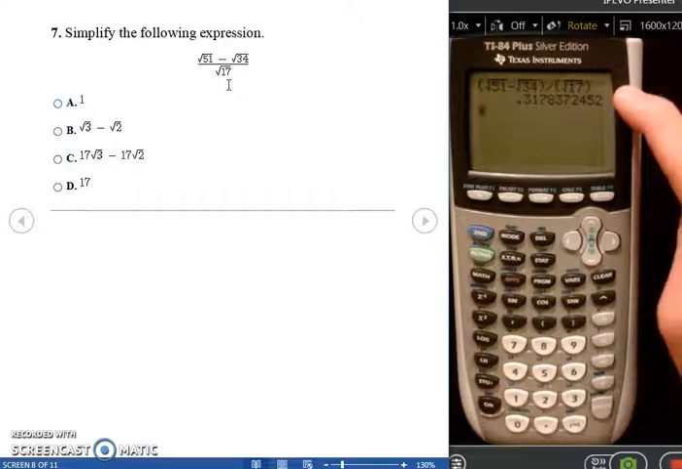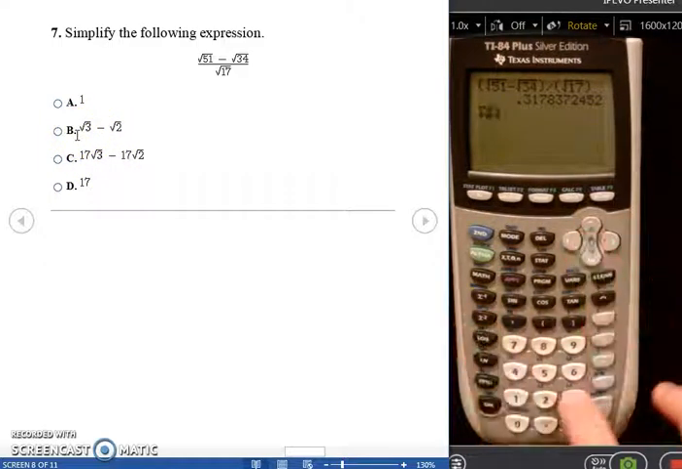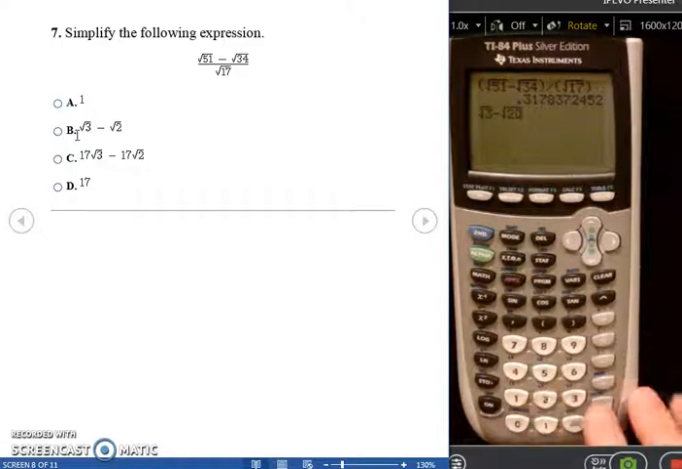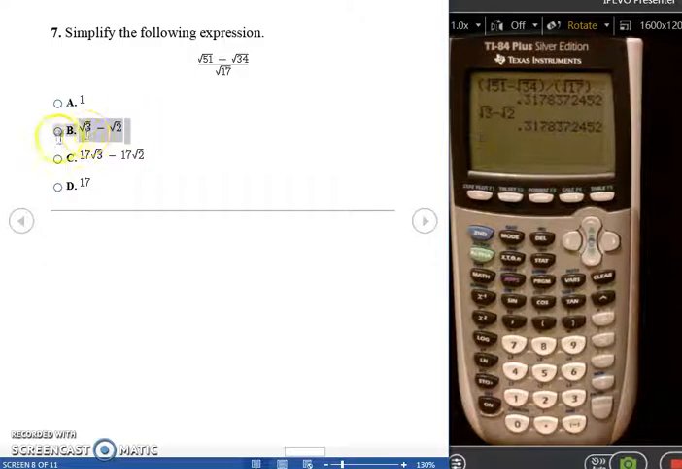So I know right away that this decimal and 1 isn't going to be the same, and it's also not going to be 17 because neither of those are decimals, and that's what I'm looking for. So I'm going to try B and C. So B is second square root 3, right arrow, minus second square root 2, and I press enter, and right away I can see that those are the exact same fractions. So that means B here is going to be my final answer.